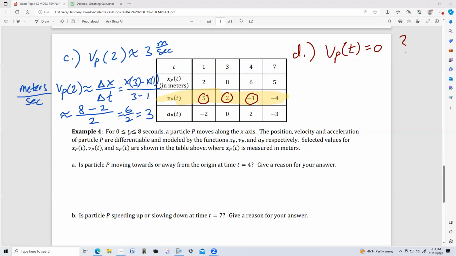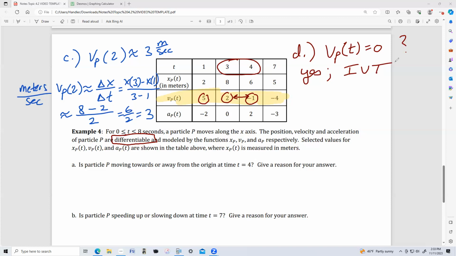Well, they told us that this function is differentiable, and differentiable implies continuity. To be differentiable, you have to have continuity. And if you're continuous, you can't teleport from 2 to -1 without going through 0 somewhere between 3 and 4 seconds. If you remember from an earlier unit, that is called the intermediate value theorem. So the answer to this is yes, due to the intermediate value theorem.